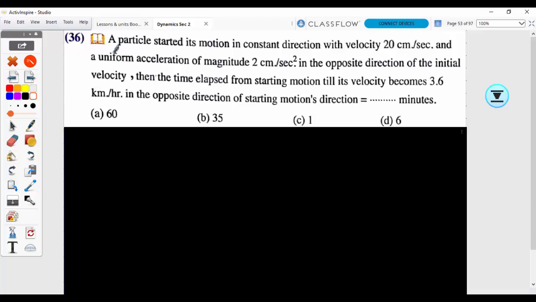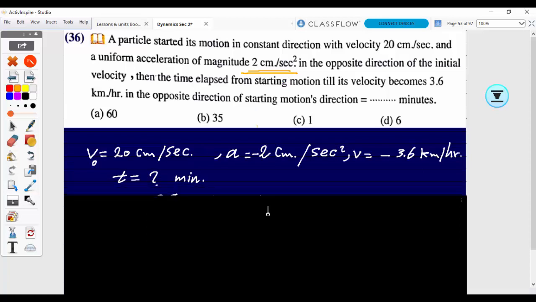Question number 36. A particle started its motion in a constant direction with velocity 20 centimeters per second and a uniform acceleration 2 centimeters per second squared in the opposite direction of its initial velocity. So we can write a equals negative 2 centimeters per second squared. Why the negative sign? Because the body moves in the opposite direction of the initial velocity.